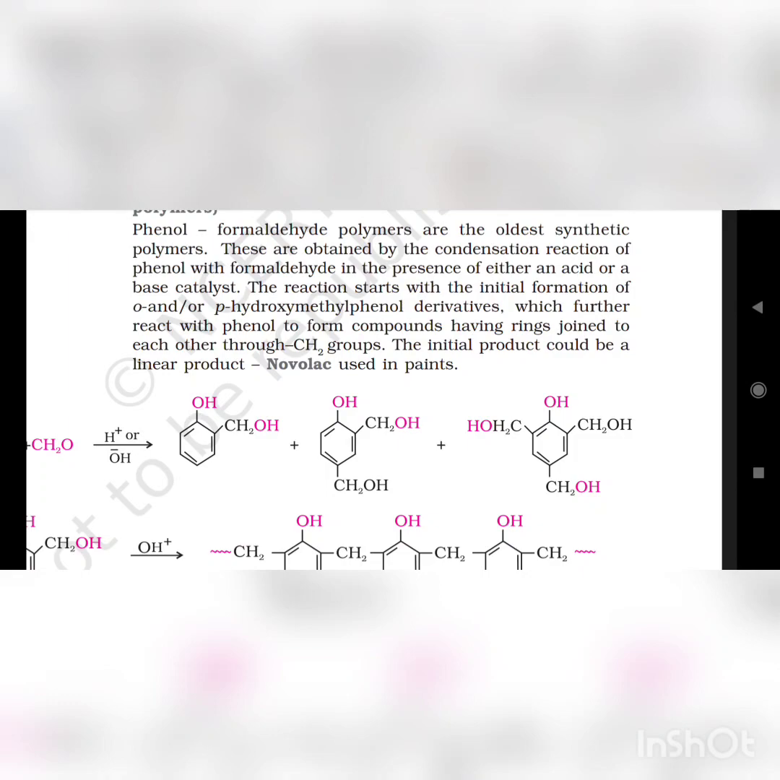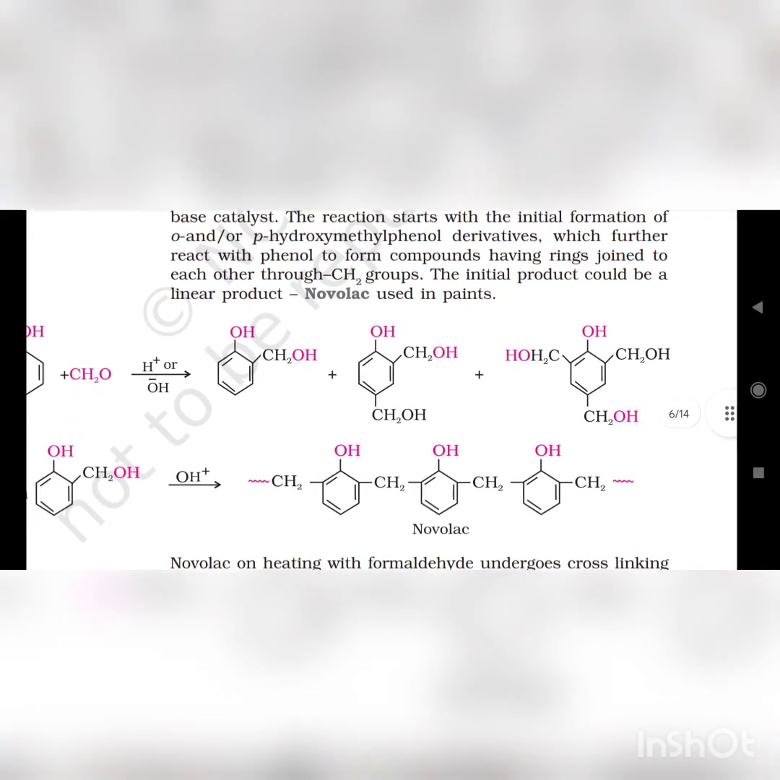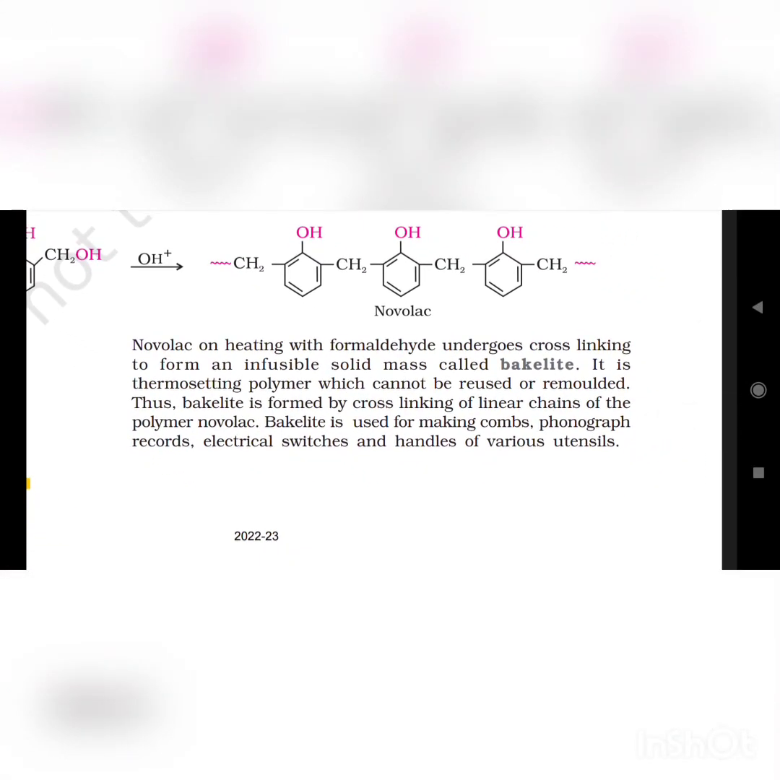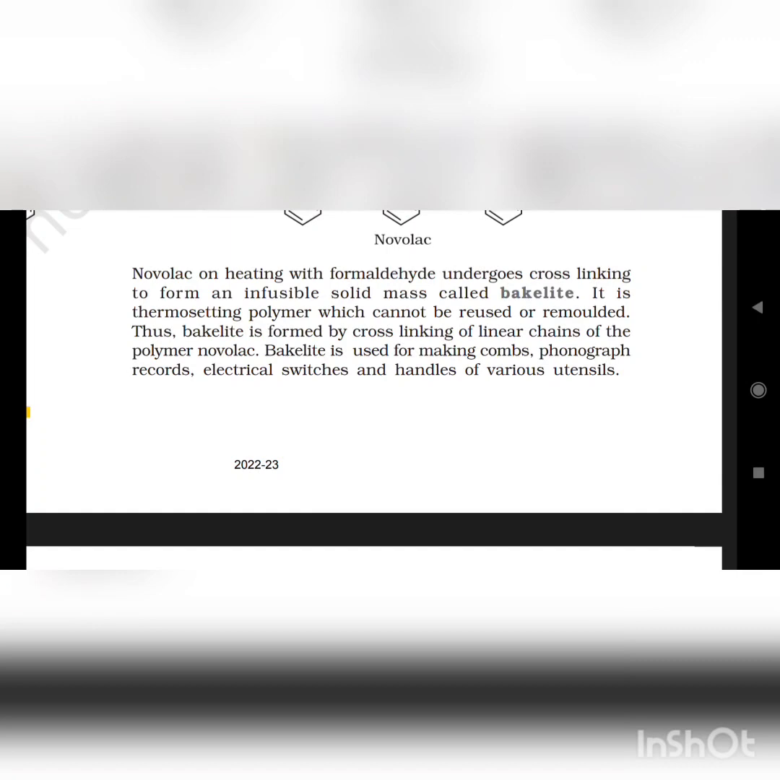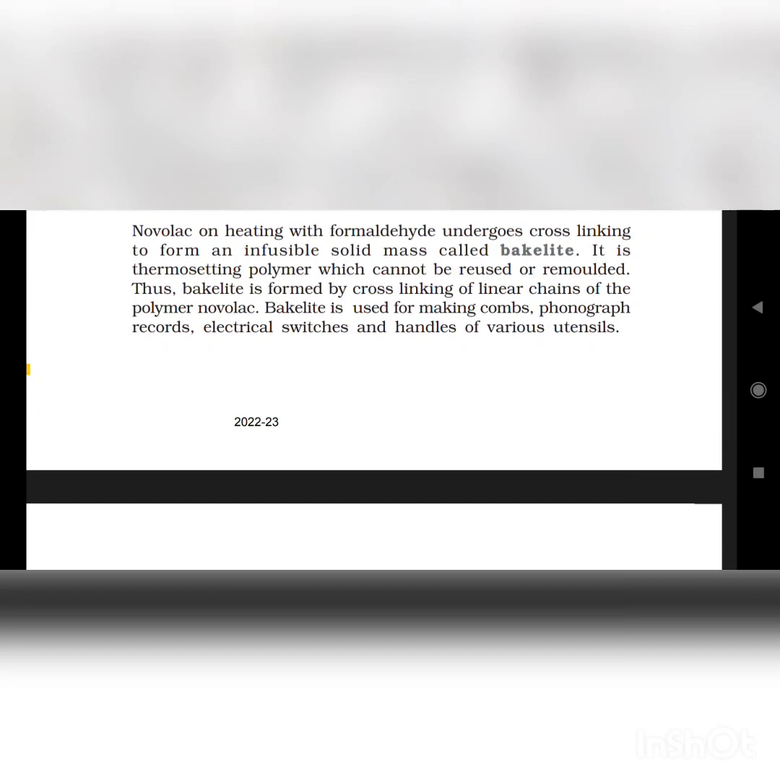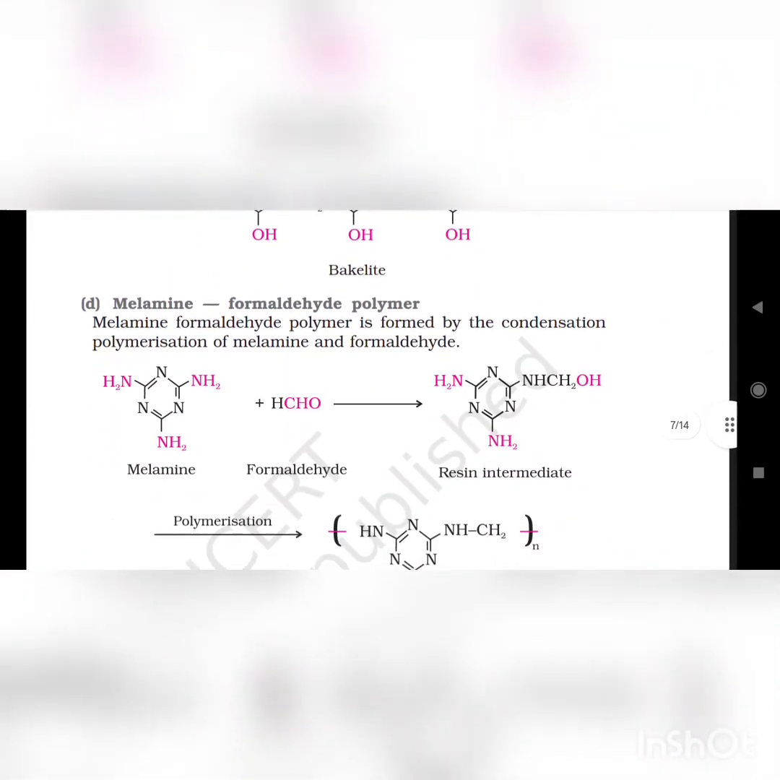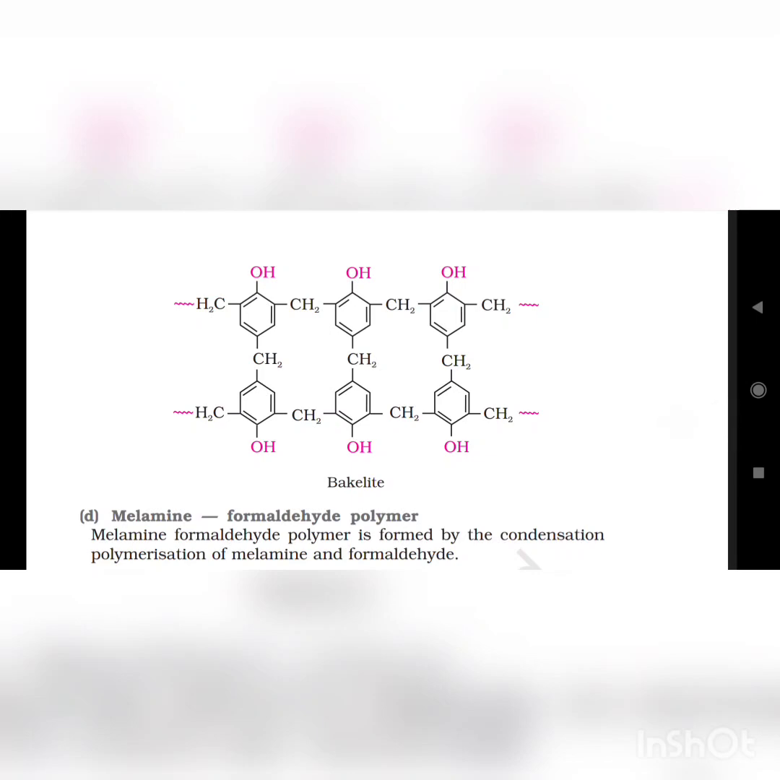The initial product could be a linear product, Novolac, used in paints. Novolac on heating with formaldehyde undergoes cross-linking to form an infusible solid mass called bakelite. It is a thermosetting polymer which cannot be reused or remolded. Bakelite is formed by cross-linking of the linear chains of the polymer Novolac. Bakelite is used for making combs, phonograph records, electric switches, handles of various utensils. Here is the structure of bakelite.